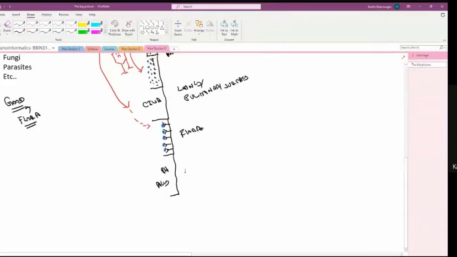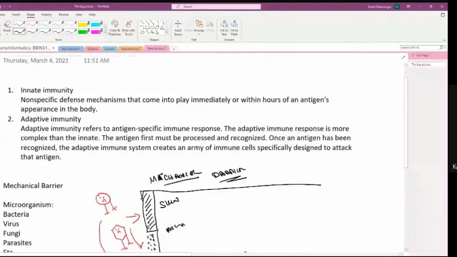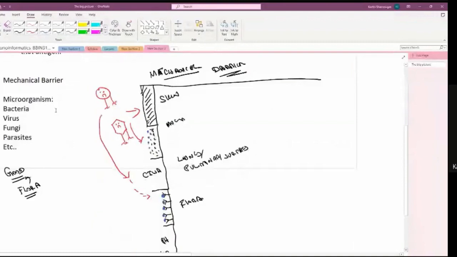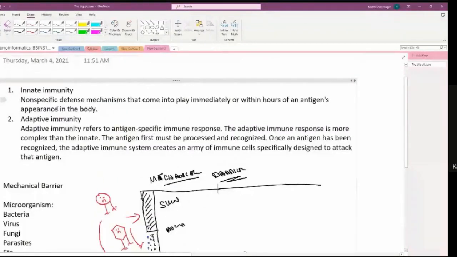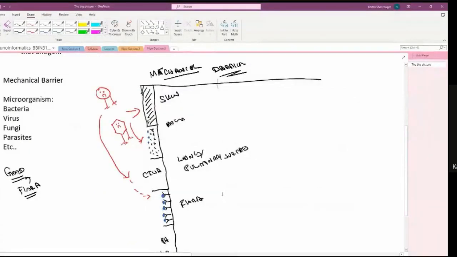So let me ask you a question: whether all this comes under innate immunity or adaptive immunity? Innate, sir. Yes, it is innate immunity. All these are kinds of innate immunity. All the mechanical barriers are innate immunity. The main objective, the main purpose of the mechanical barrier is somehow preventing the bacteria or the virus from entering the body.